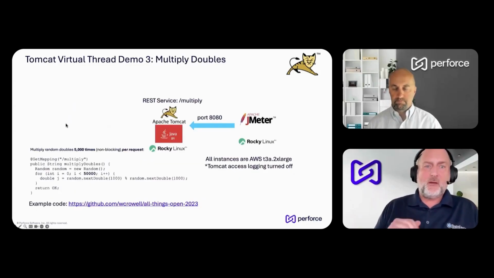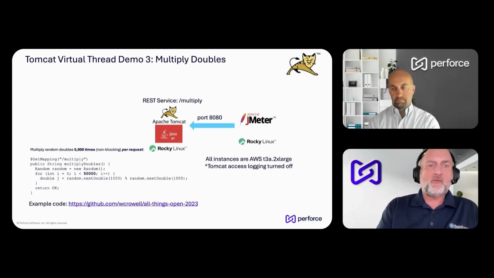My third demo did not have any synchronized blocks or methods, and all this did was multiply doubles. It just involved two servers: my JMeter server running my JMeter test, and my Apache Tomcat 11 server here, with my REST service /multiply. Really all this did was, about 50,000 times, multiply doubles, just something random. Let's see what kind of results I got with this.